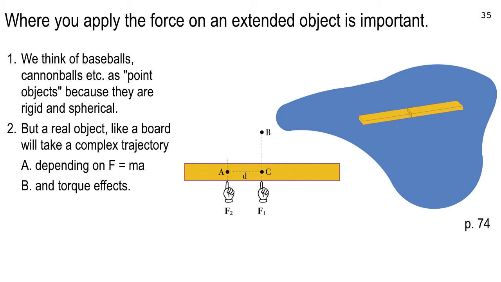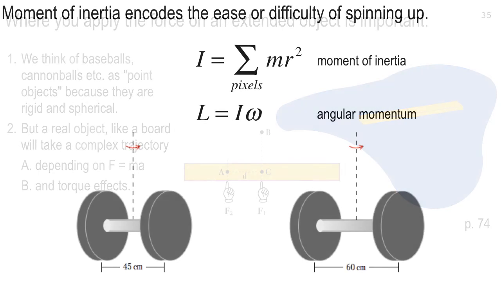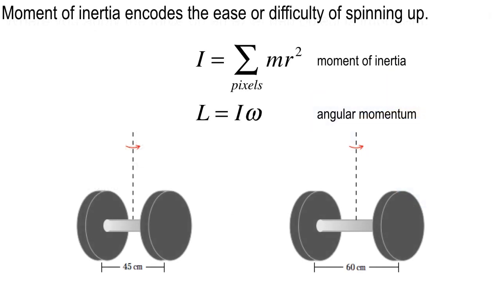Now, some boards are easier to spin than others. All right? Some objects in general are easy to spin. How do you quantify that? You use something called the moment of inertia. The moment of inertia is what encodes the ease or difficulty of spinning up an extended object. Now, an extended object, this is a little more complex than just measuring the number of kilograms.